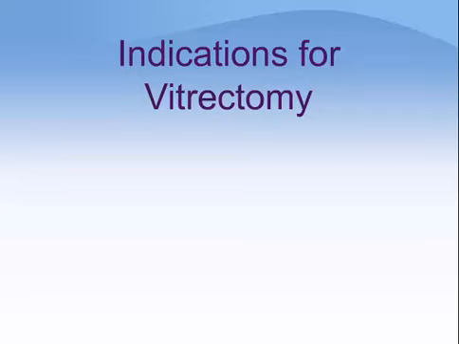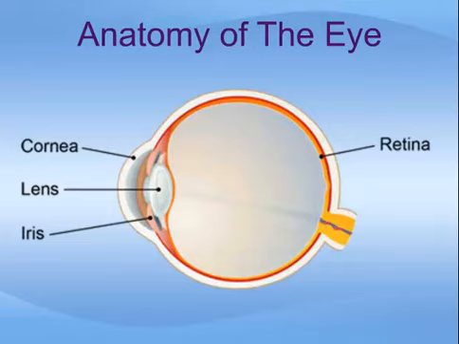Before discussing the details of vitrectomy, it is important to understand some basic anatomy of the eye. This illustration shows a side view of a normal eye. At the front of the eye is the cornea, the window of the eye that lets in light. Behind the cornea is the iris, the colored part of the eye that regulates light. Behind the iris is the lens, a flexible structure in the eye that focuses light. And at the back of the eye is the retina, a 10-layered membrane that receives light, forms that light into images, and sends those images to the brain, enabling us to see.